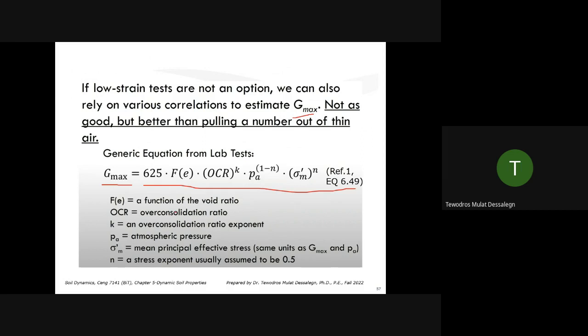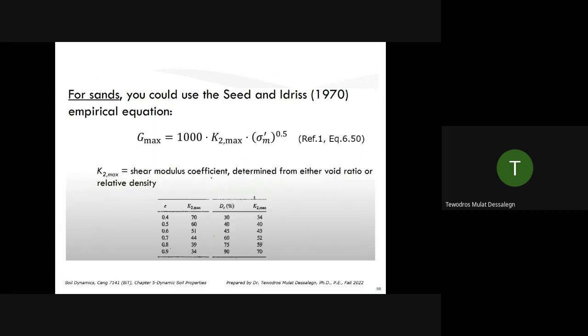So in this case, F is a function of void ratio, generic equation for a lab test, OCR, overconsolidation ratio, and so on. You can go down the list. But you can use different researchers' equations to estimate it. If you don't have anything, you can still use some available correlations. This is not the only correlation. You can have them for sands. You could use the Seed and Idriss 1970 empirical correlation.